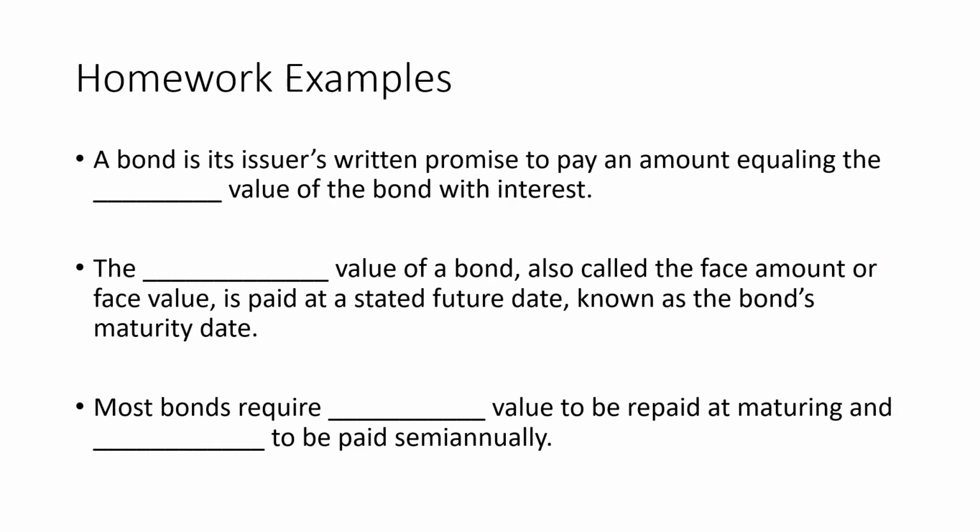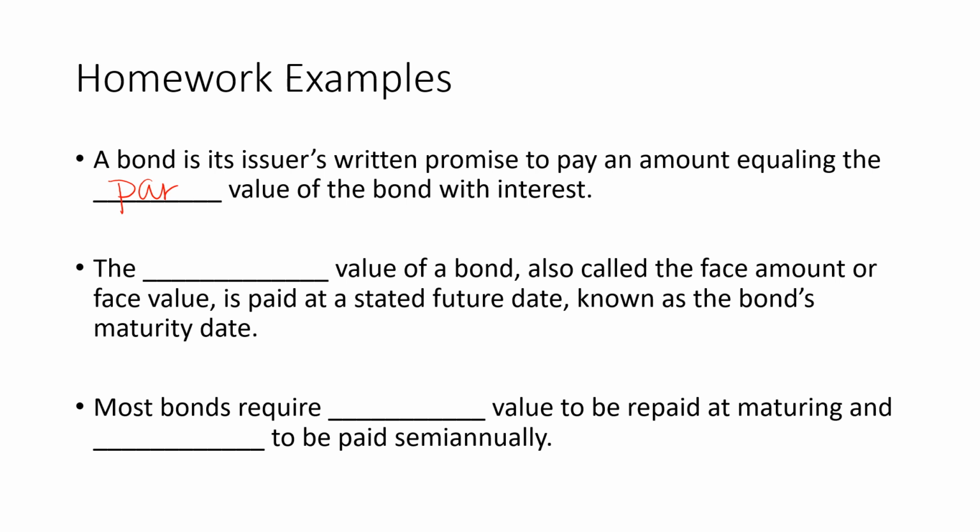Some additional examples from the homework. A bond is its issuer's written promise to pay an amount equaling the par value of the bond with interest. So the way a bond works is that a bondholder purchases the bond, then the issuer, the corporation, pays the bondholder interest, for example, every 6 months. Then at the maturity date, the end of the bond's term, the corporation has to pay back the full face value of the bond to the bondholder.